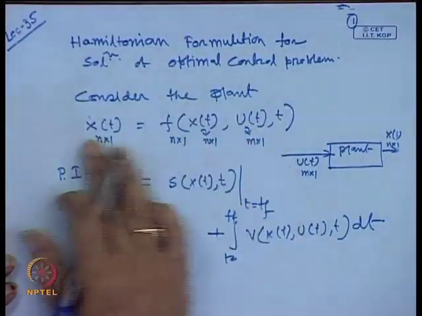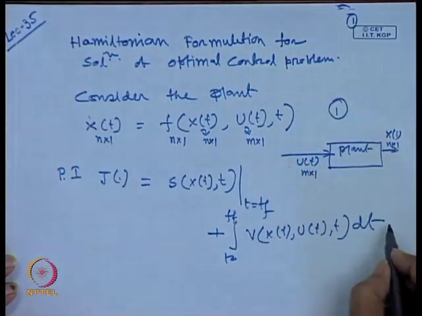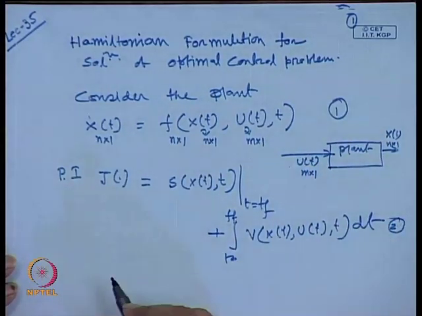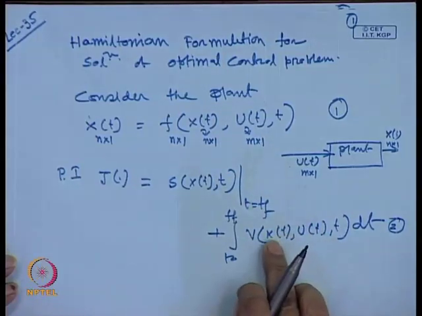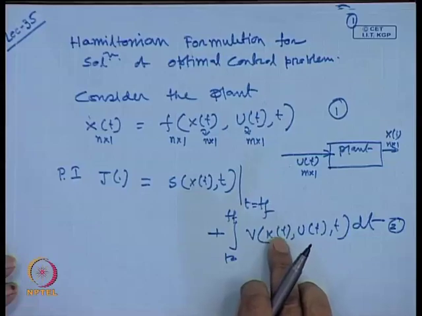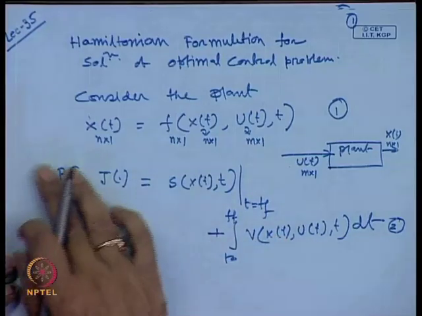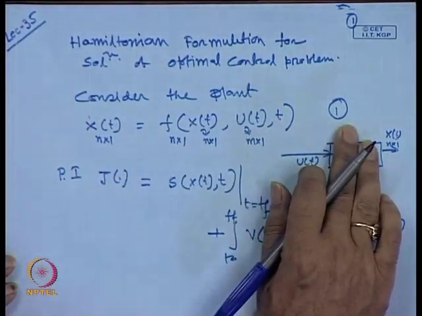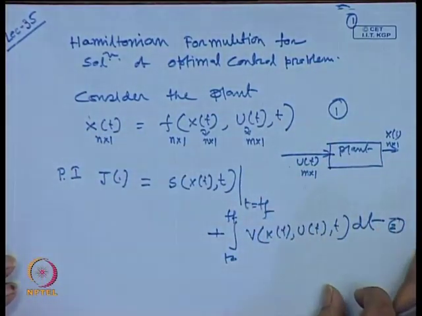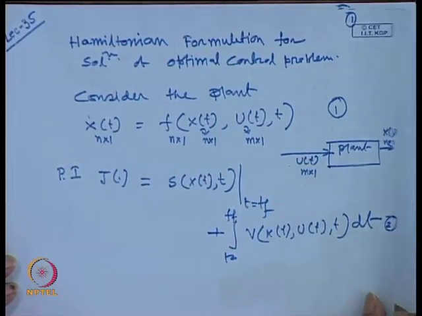Not only that, subject to the constraint, let us call this equation number 1, and that is equation number 2. So, our problem is to find the control law u of t, which in turn gives the optimal trajectory x of t, such that this performance index is minimized subject to this constraint equation number 1. That is what we discussed earlier, and correspondingly we got the necessary condition.